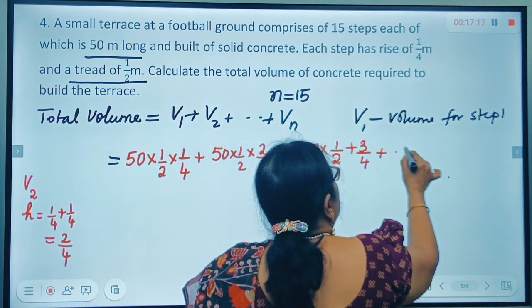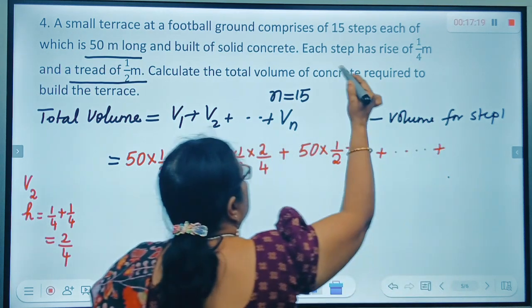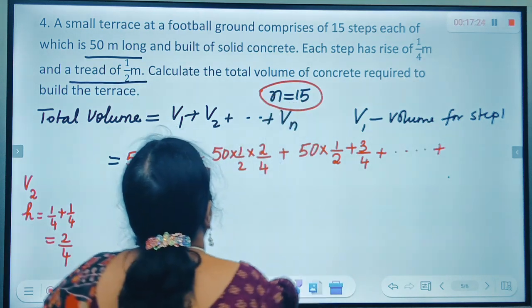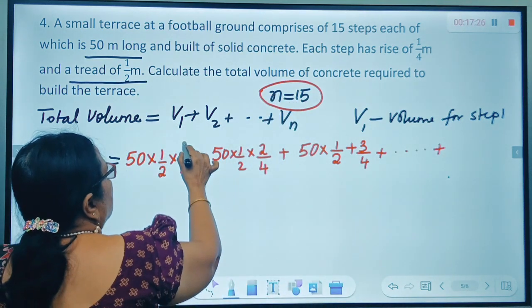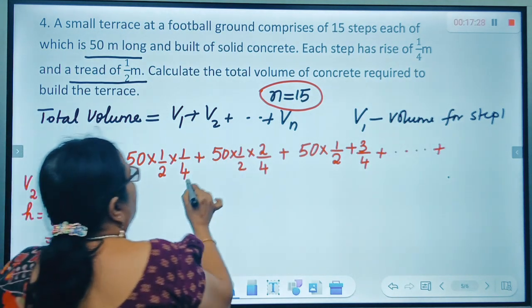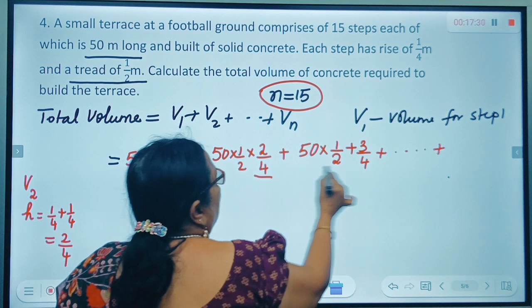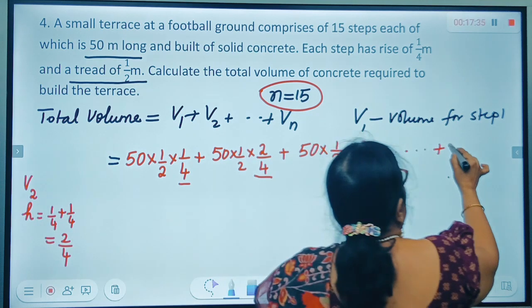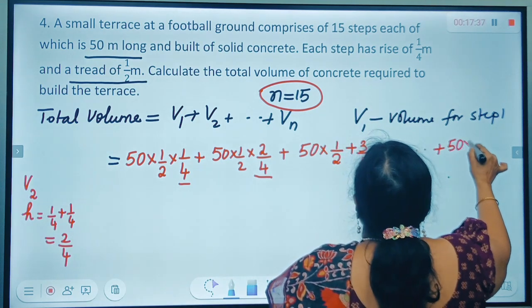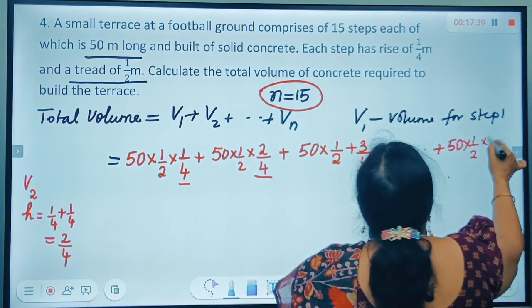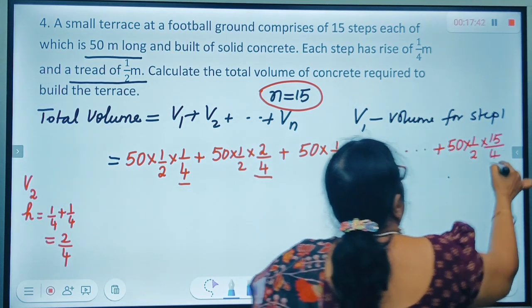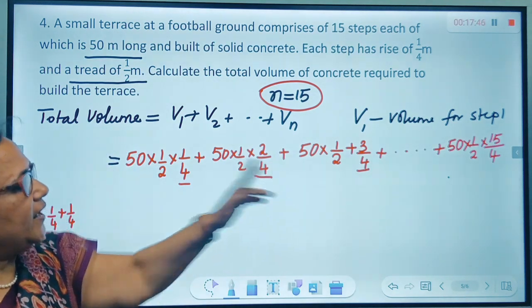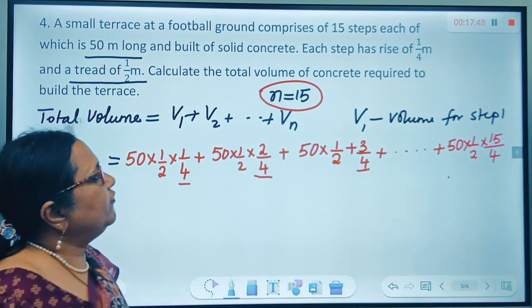So going by this pattern, what will be the last step? How many steps are there? N is 15. For the first step, what is the height? 1 by 4. For the second step, what is the height? 2 by 4. For the third step, what is the height? 3 by 4. So for the 15th step, you will have 50 into half into 15 by 4. So by recognizing the pattern, I have written 50 into half into 15 by 4.